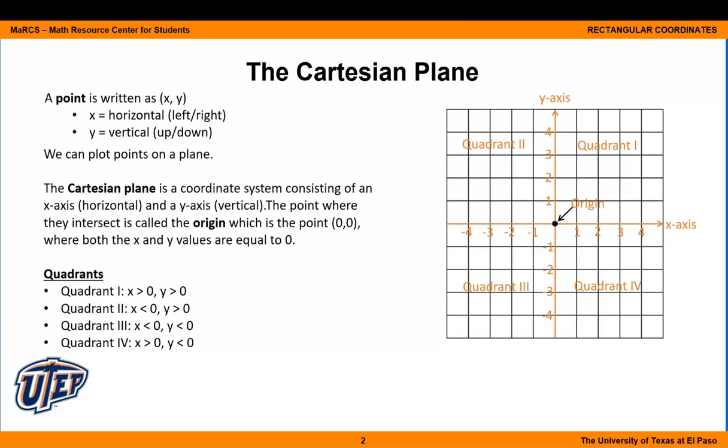The plane is divided into 4 quadrants. Quadrant 1, where x is greater than 0 and y is greater than 0. Quadrant 2, where x is less than 0 and y is greater than 0. Quadrant 3, where x is less than 0 and y is also less than 0. And quadrant 4, where x is greater than 0 and y is less than 0. Understanding these sign patterns is very important.